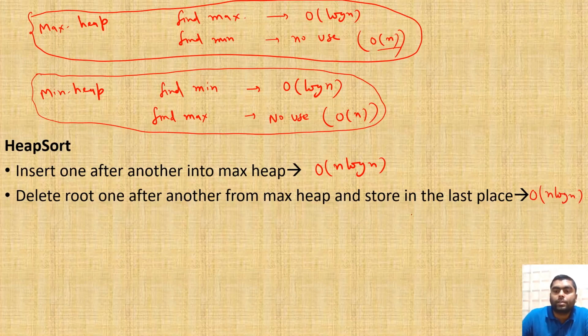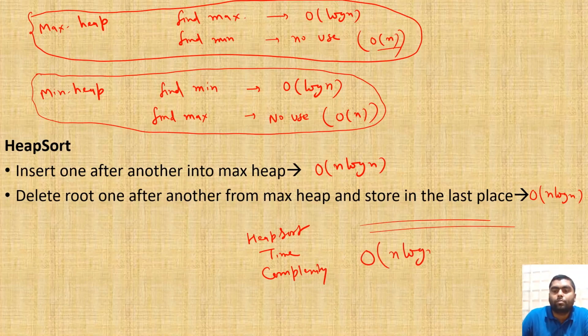So the overall time complexity of heap sort is what? The heap sort time complexity is finally order of n log n. Okay, this is the time complexity of the heap sort algorithm.